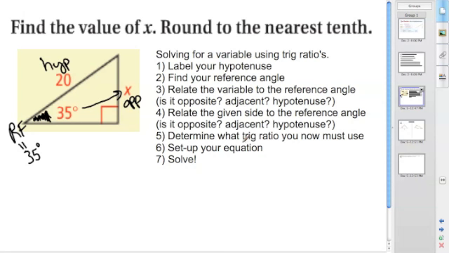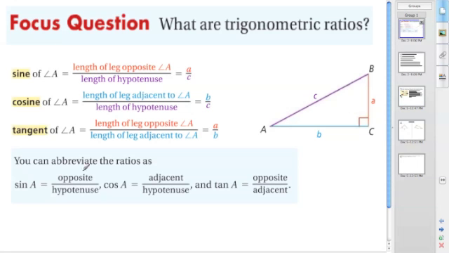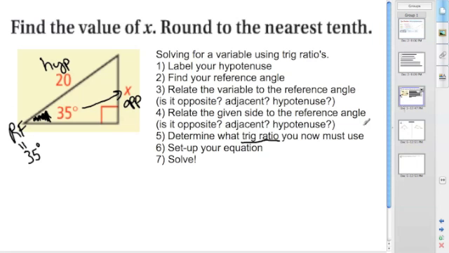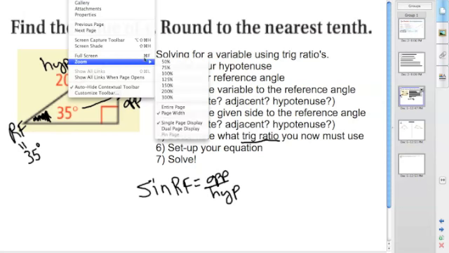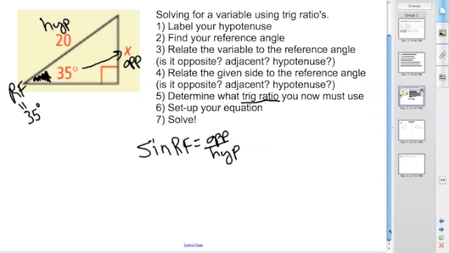Now we need to know what trig ratio we're going to use. So, what trig ratio has opposite and hypotenuse? Opposite over hypotenuse is the sine ratio, so we have to use sine. So we're going to have sine of our reference angle equals opposite over the hypotenuse. So sine of 35 equals, what's opposite? It's x, hypotenuse is 20.